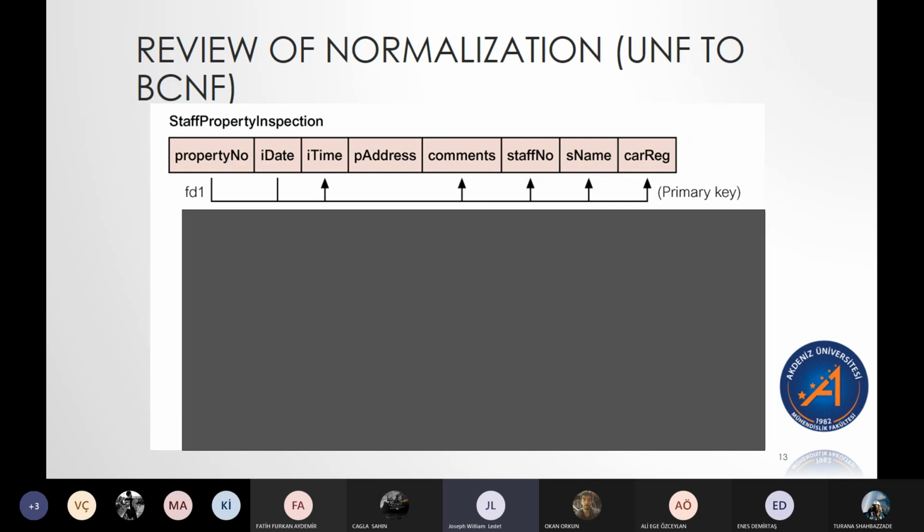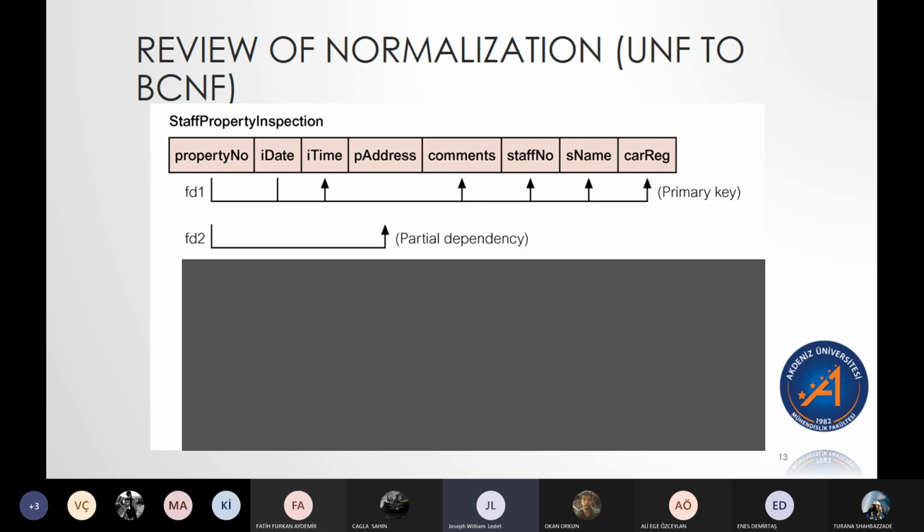Someone also mentioned this one. We'll call that a partial dependency, right? Because the address is determined by the property number. Yep. Is this all of our functional dependencies? Did we catch them all? Or are there some others?